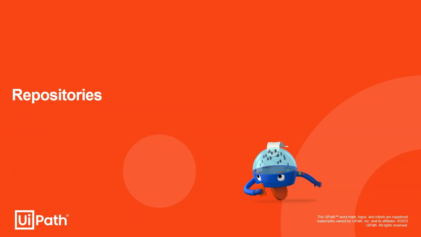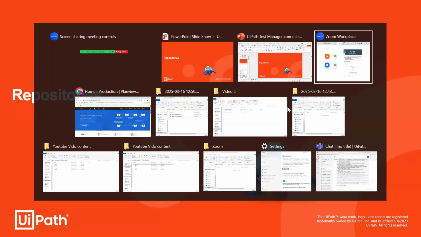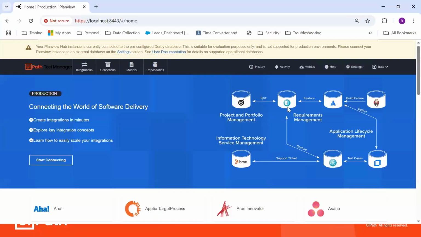As we discussed, there are four things we have to configure if we want to implement the integration. The first part is repositories. To create the repositories, quickly let's go to the tool. This is what the landing page of UiPath Test Manager Connect looks like. On this landing page, you can see an option called repositories.